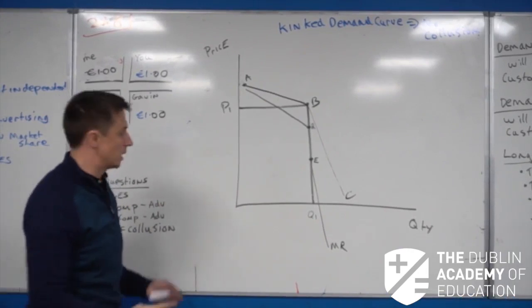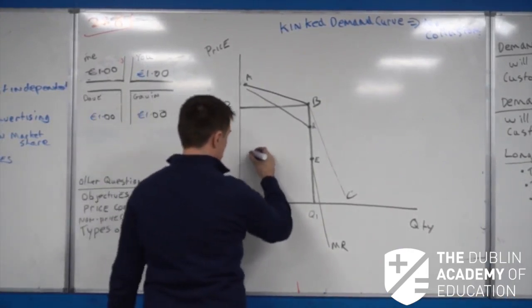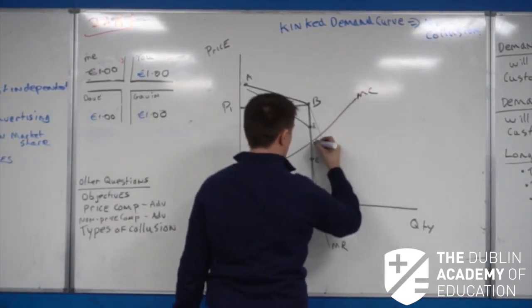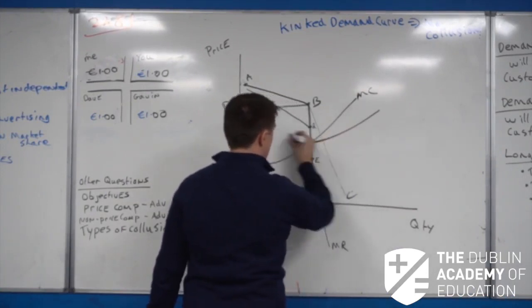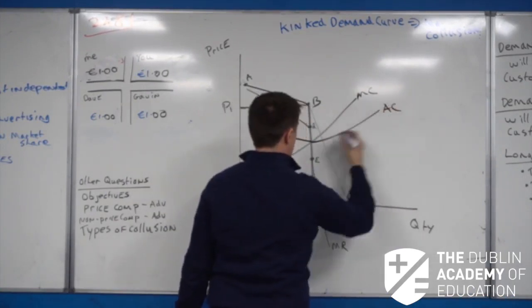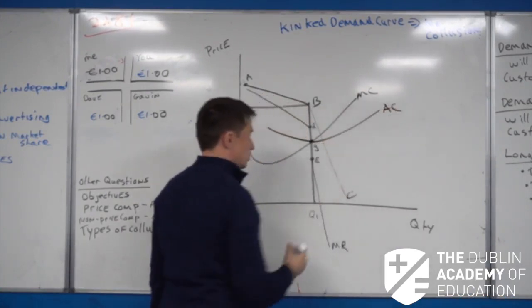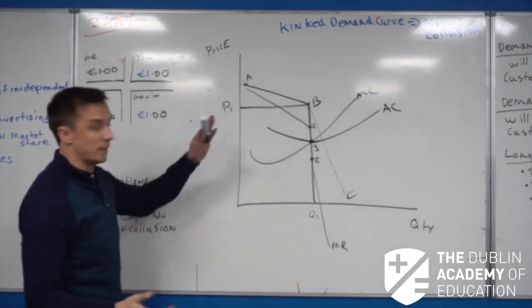Next curve we put in is our marginal cost curve. So again, we put that in there. That's our marginal cost curve. Now we put in our average cost curve. All right, and then I can label this here. Let's call this here point G. Okay, so now what we have there, that's the oligopoly.